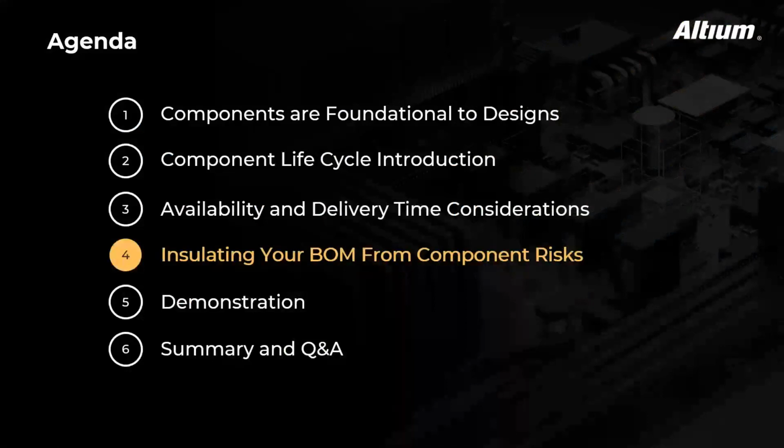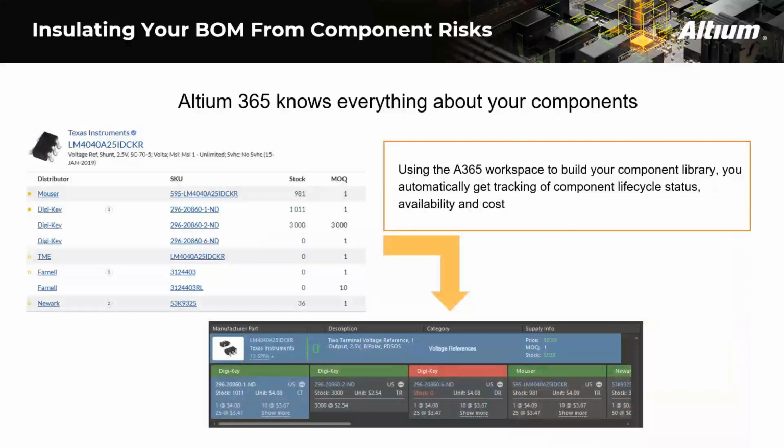Insulating your BOM from component risk. We are aware that Altium 365 is a comprehensive data management system for electronic design projects and components. It has access to near real-time distributed data, and this data is not only reflected to users throughout their design activities in the designer, but also in the Altium 365 component library. Therefore, by leveraging the Altium 365 workspace when building, selecting, or placing components as well as performing other design activities, users are inherently aware of key aspects such as lifecycle status, availability, and pricing.